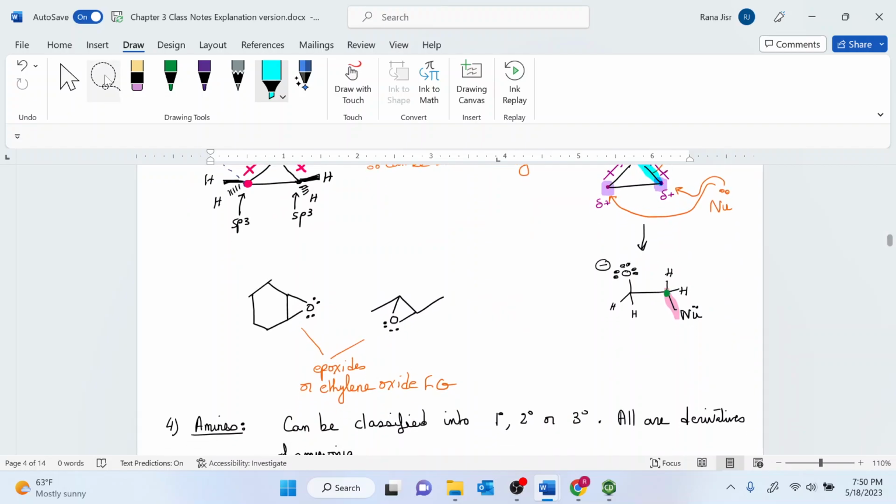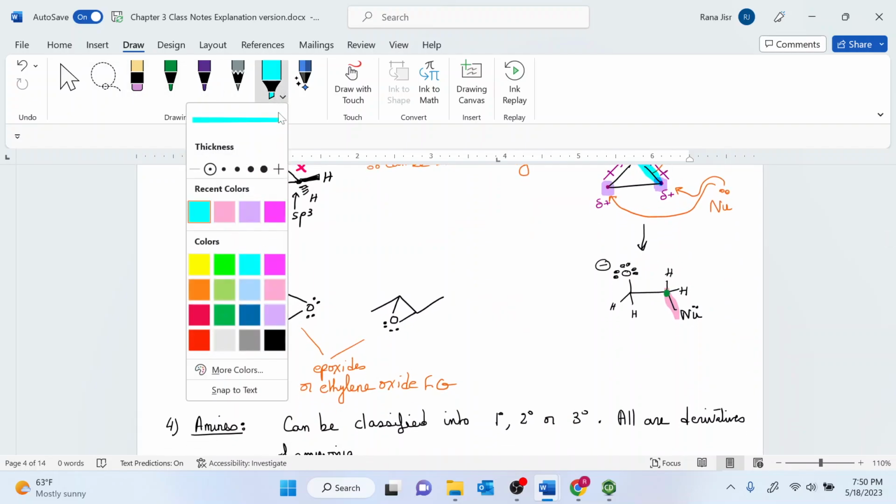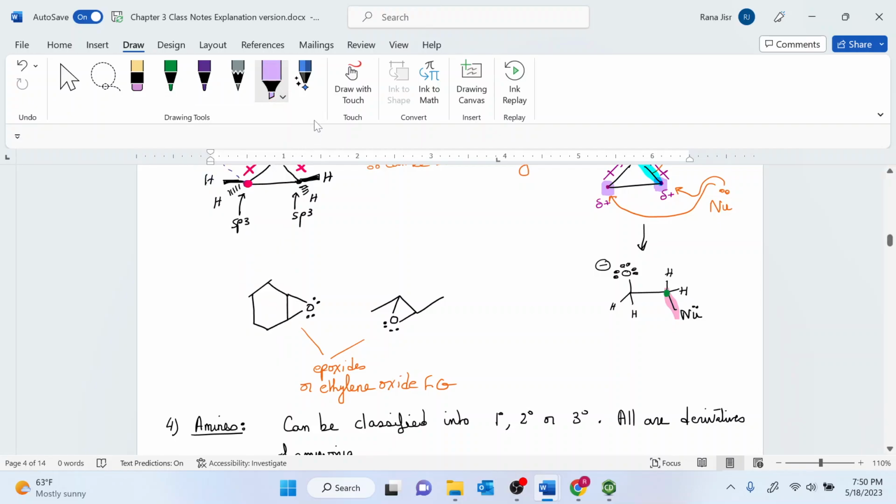Whenever epoxide is present in a molecule and you want to locate the functional group, please highlight all the epoxide, the oxygen together with its carbons, and that is going to be the epoxide functional group. Okay?